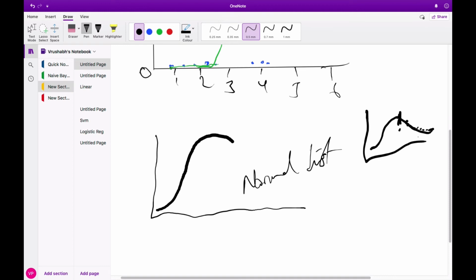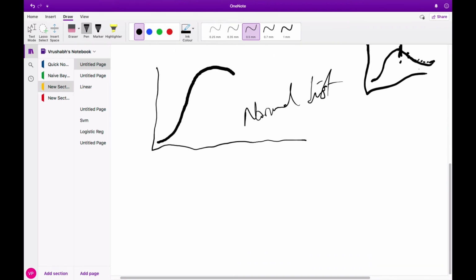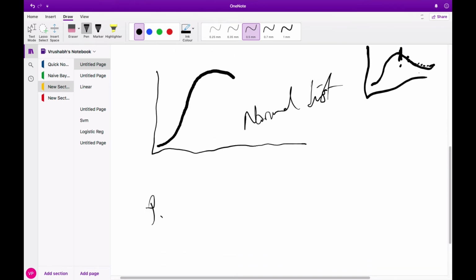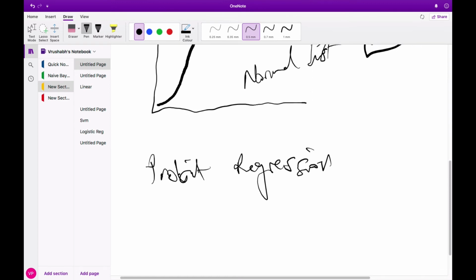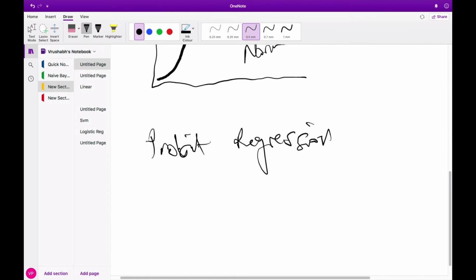And there's another one called the probit regression. Let me write it here for you to see. We have what is called the probit regression, which we can also use to plot the same sigmoid curve. And the formula for that one looks something like this. We have some y equals something like this, and then you have your x over here.